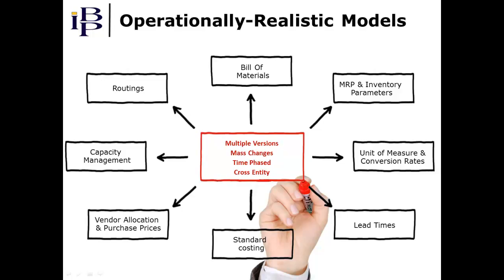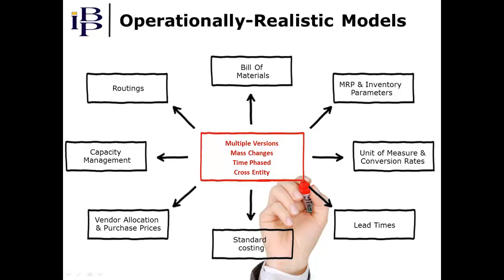For such manufacturing logic to be useful, it must be able to support operationally realistic models. This means four things. First, it should support multiple model versions. There could be one for a budget, one for a forecast, and others to support different scenarios. Second, models should be time-phased. This means that model parameters within a version can vary from one month to the next. Now, this is important to reflect changes in operational capabilities and constraints.